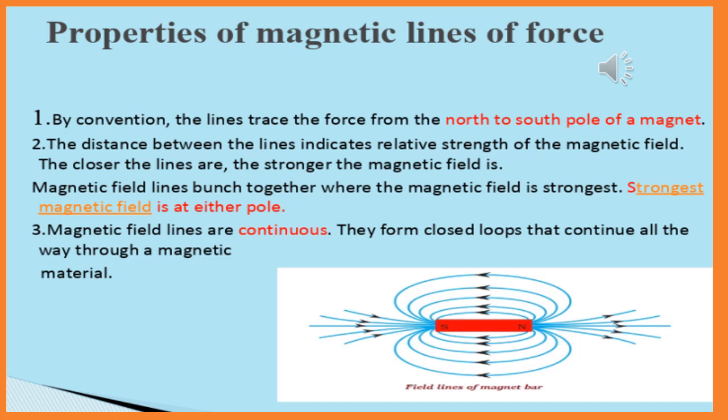These magnetic field lines are continuous. They form closed loops that indicate all the way through a magnetic material. Now we can see it is always starting from the north pole and ending at south pole outside the magnet, and it is always emerging from north pole and entering at south pole.